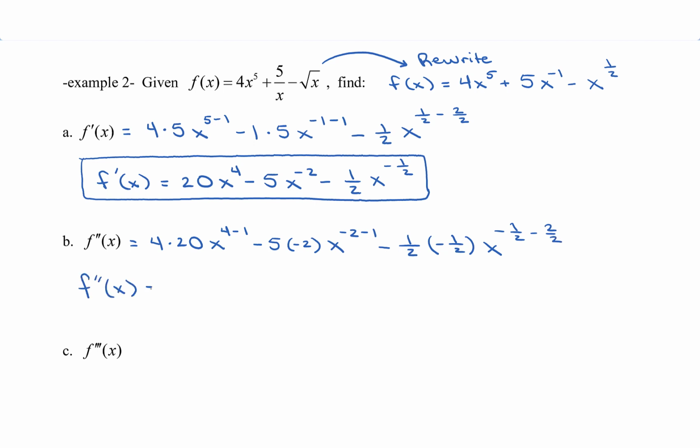The second derivative of f of x is going to simplify to this. F double prime of x is going to be equal to 80x raised to the 3rd power plus 10 times x raised to the negative 3 power plus 1/4 times x raised to the negative 3/2 power. And we're going to box this answer in.